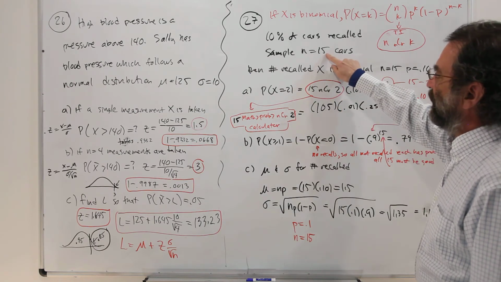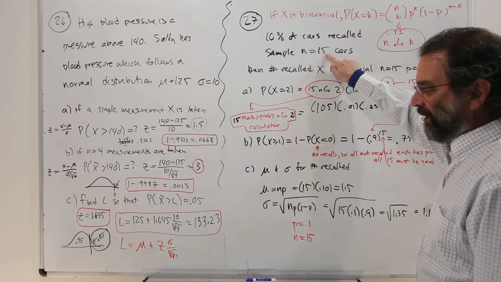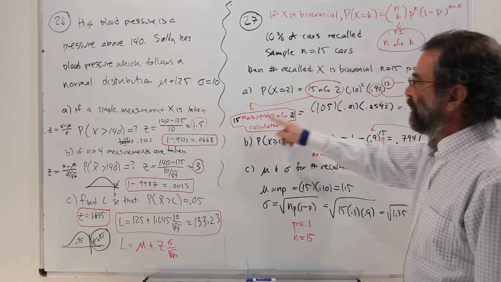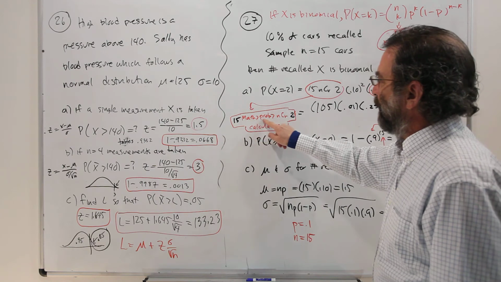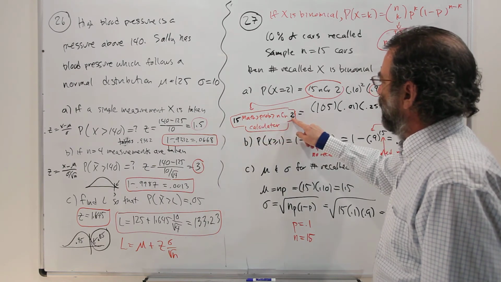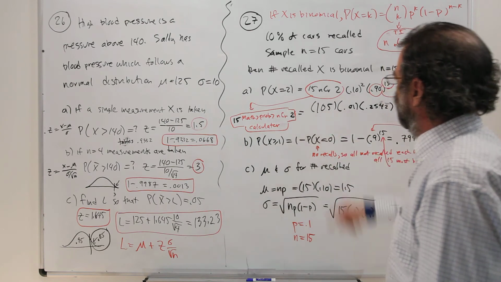We think of sampling as a trial. Each sample we take is a trial. There's 15 in the sample, so 15 trials. We're going to compute this number by typing 15, going math, prob, nCr, hitting 2, and hitting enter, and that gives us 105.